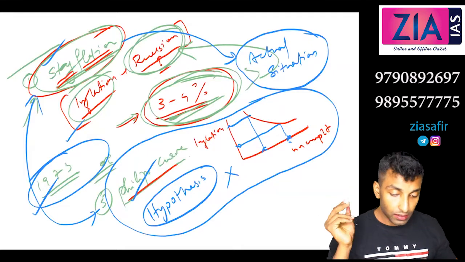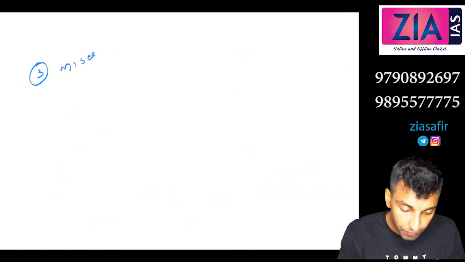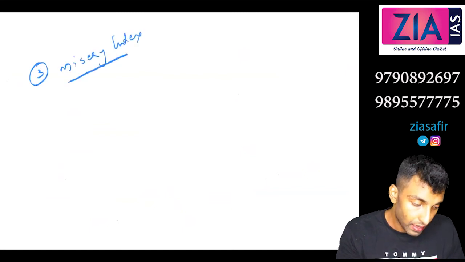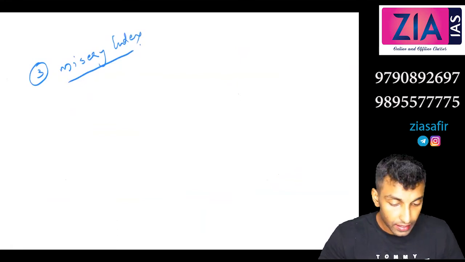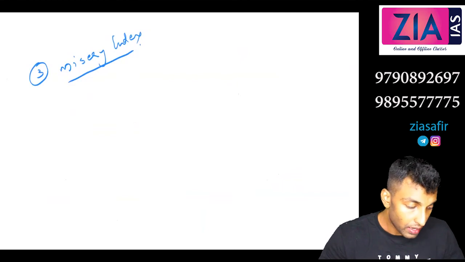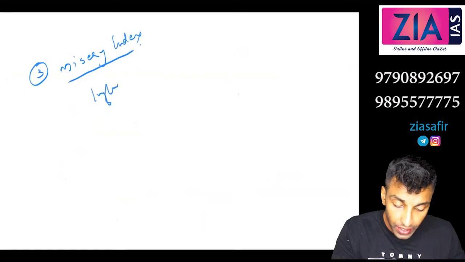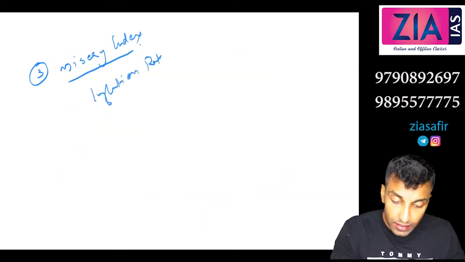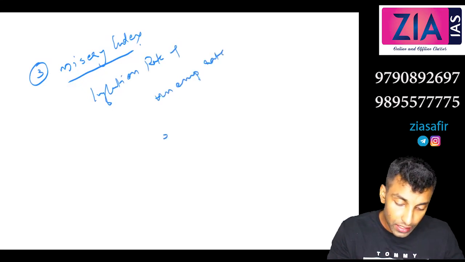So stagflation and Phillips curve. One more under this category which you can write is the misery index. So the third one, misery index. It is a summation of inflation rate and unemployment rate. Just write, it is a summation of inflation rate plus unemployment rate. So let's say inflation is 5%, unemployment is, let's say, 6%. What is the misery index?